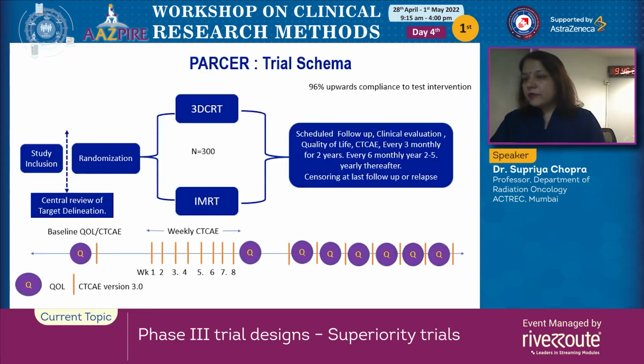I also give one example from our phase 3 randomized trial, PARSER. Here there was 96% compliance with the test intervention. So designing trials assuring that at least 90% receive the treatment is very important.